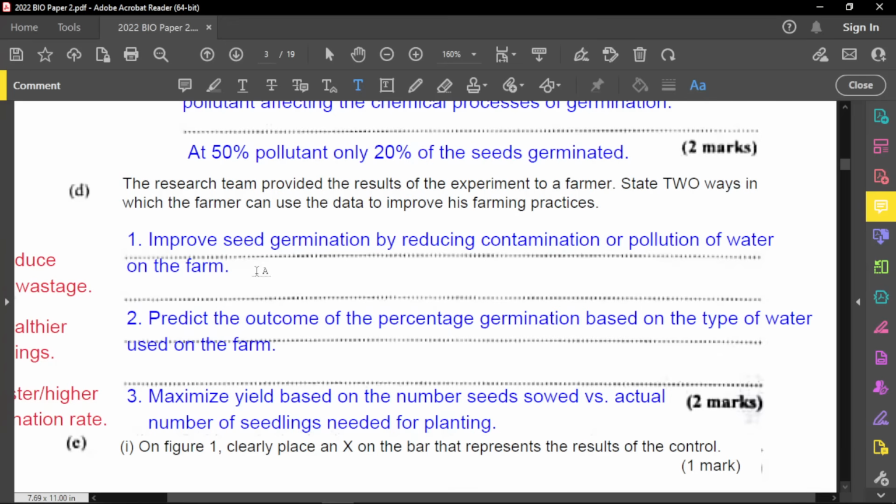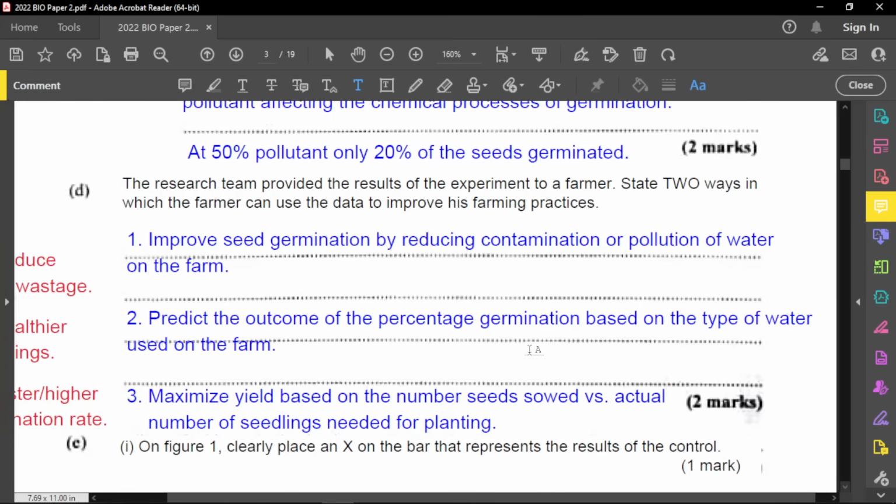And again, it's a 2 mark. That's why I asked for 2 ways. But I gave you 6. Again, some of them are overlapping. So one is to improve the seed germination by reducing contamination or pollution of water on the farm. So once you reduce pollution or contamination of water, you should have a higher germination rate based on what the graph is showing. You can also use the data to predict the outcome of the percentage germination based on the type of water used on the farm.